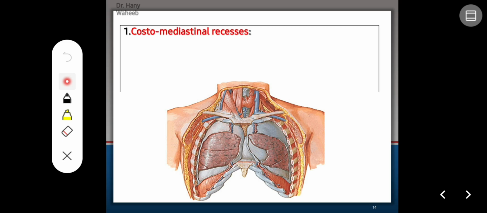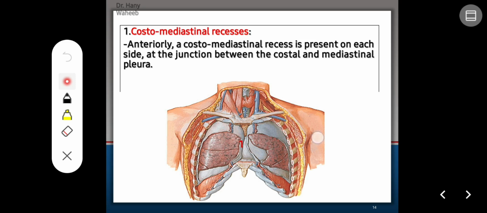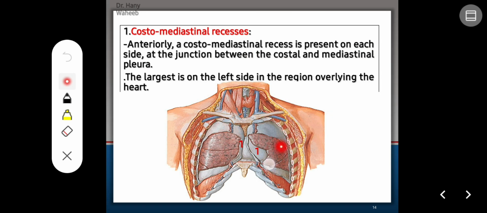First, the costomediastinal recess. This is number 1. Costomediastinal recess is present on each side. It is present along the anterior margin of the pleura. So anteriorly, costomediastinal recess is present on each side at the junction between the costal and the mediastinal pleurae. The largest is present on the left side in the region overlying the heart. So costomediastinal recesses are present on each side, but it is larger on the left side in the region overlying the heart. This recess is present between the costal and the mediastinal parts of the parietal pleura along the anterior margin of the pleura.